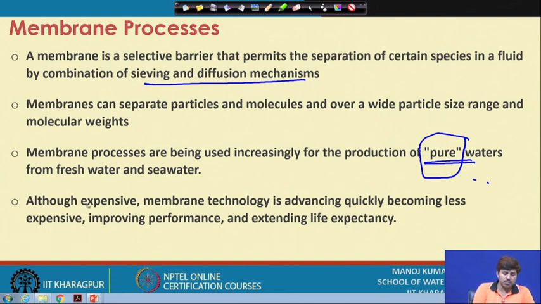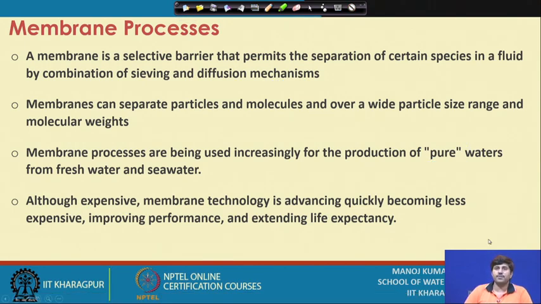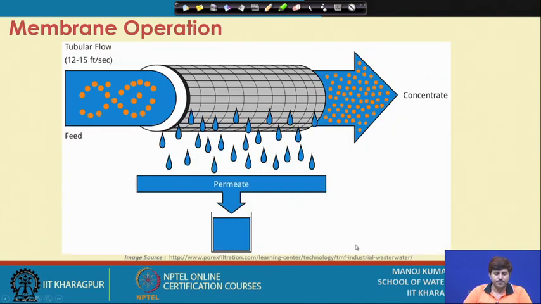These membrane systems are quite expensive, but it is quickly becoming more popular, and people are trying to bring the cost of these membrane systems down. There is another problem of the large wastage of water volume in the form of reject water. People are working on reducing that as well.